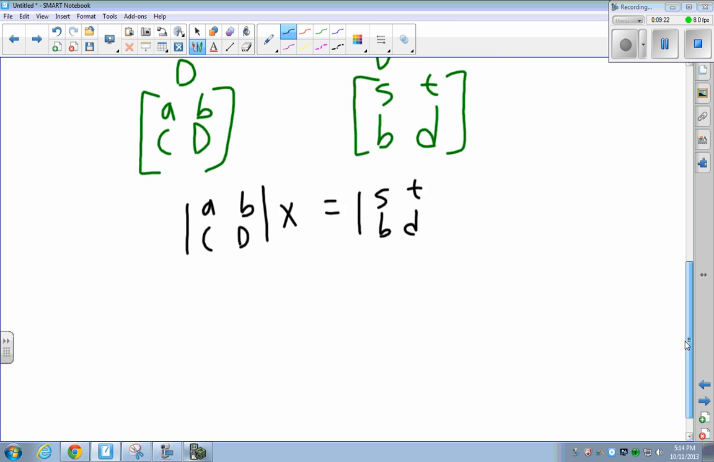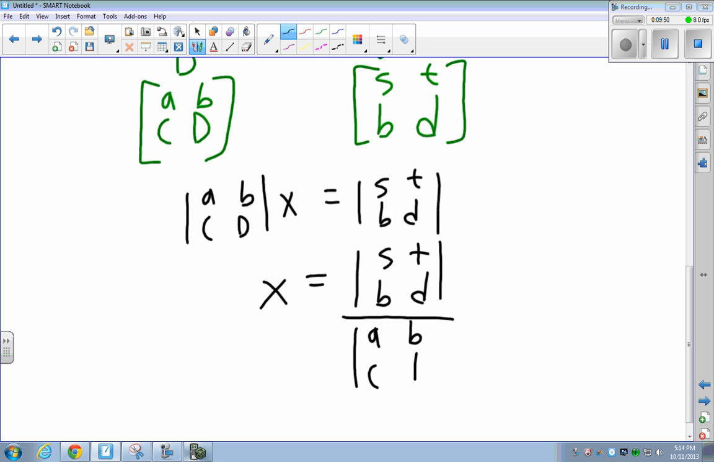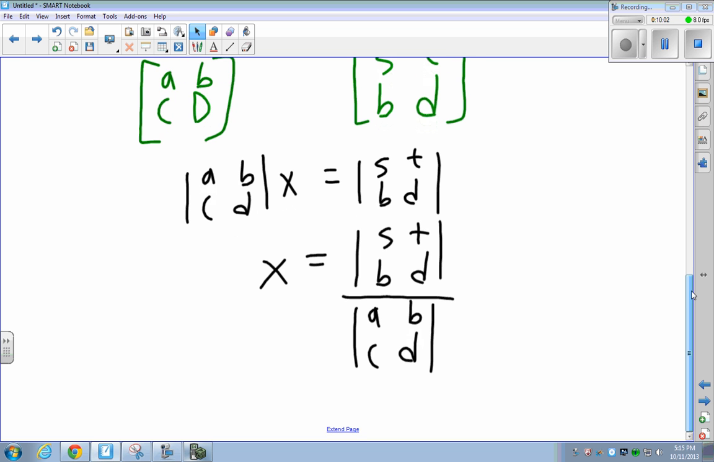Now we just get x by itself. So x is equal to the determinant of this matrix here divided by, oops, nope, sorry, wrong order. Okay, so this matrix is on top, and we'll divide that by the matrix that was multiplied by x. Okay. And so we get that x is equal to the determinant of that first matrix divided by the one that was multiplied by x.